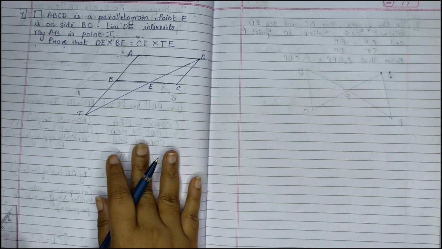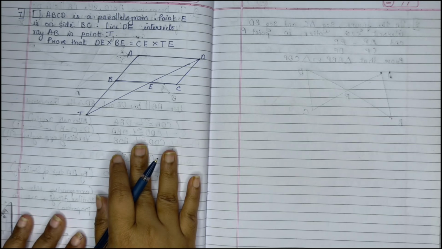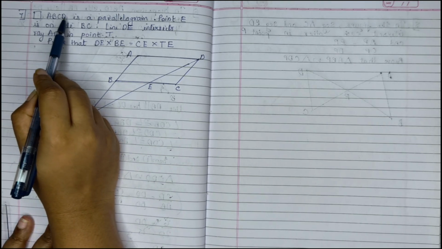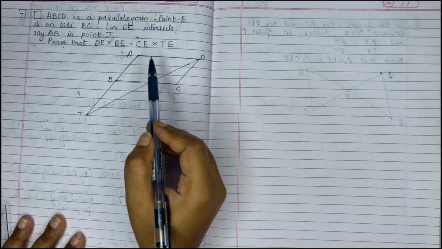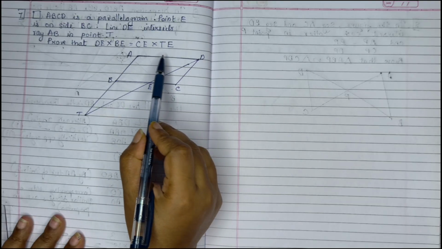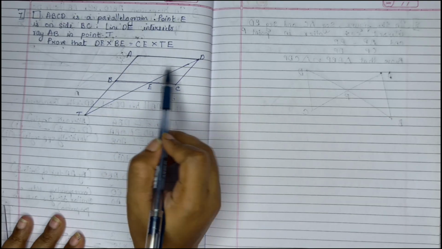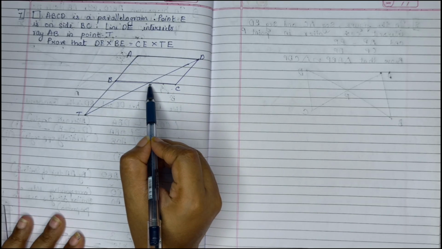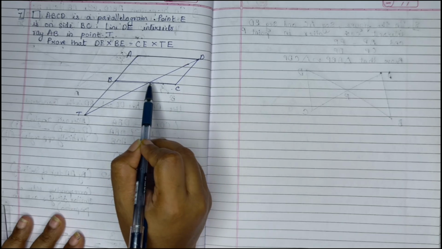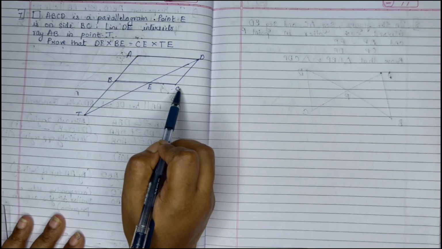Now see the seventh sum. Quadrilateral ABCD is a parallelogram. Opposite sides are parallel. Point E is on side BC.